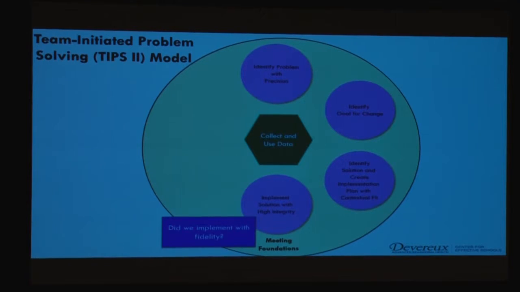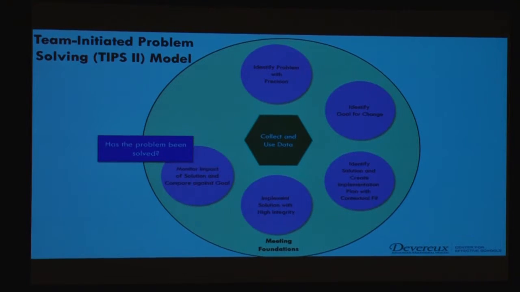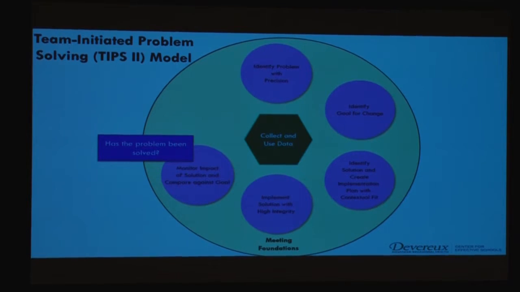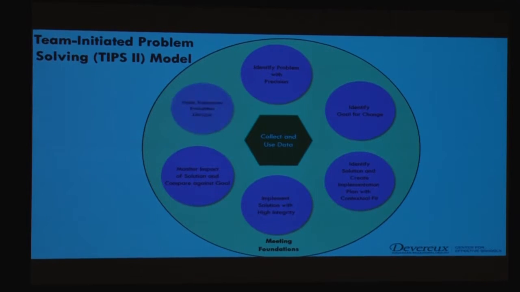And then we implement that plan and make sure that we're going to do that with good fidelity, and then monitor the impact. So basically, did we do what we said we would do, and is the problem solved? And then we make a summative evaluation decision. So what next?